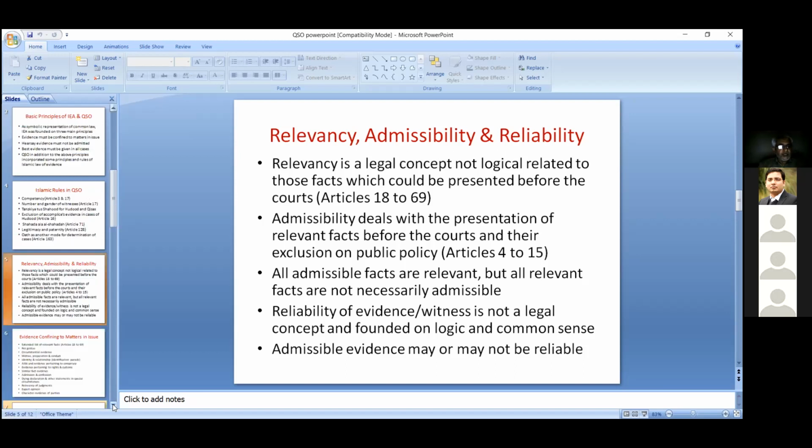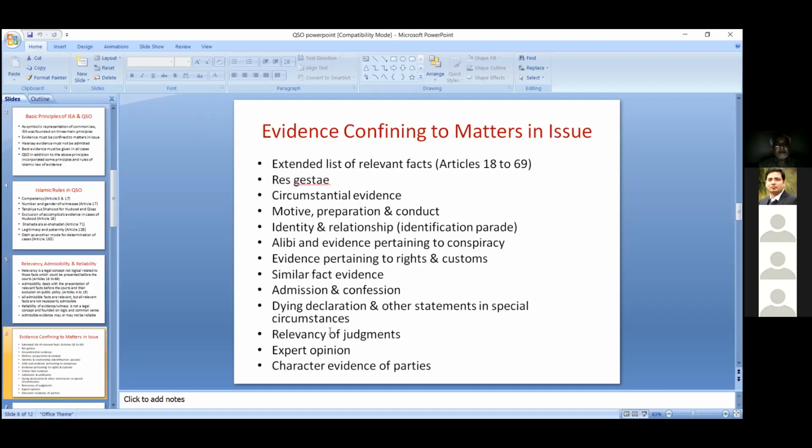So let's come to the principles. As we narrated earlier, there are three principles, and the first principle dealt with confining the evidence to the matters in issue, and we connected this concept with the relevancy and admissibility of evidence. At that place we said that there are provisions in which articles are enumerated specifically, on which facts are relevant, and this is the extended list of those provisions. These are just illustrations. This is not a comprehensive list.